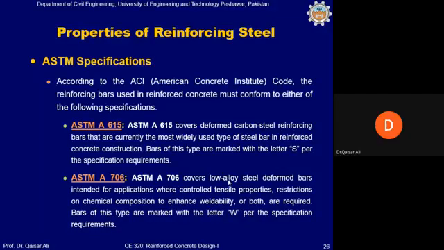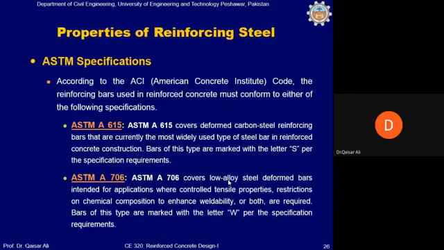So what you will do, you will come to the lab, you will collect samples and test them in a lab, and then you will see whether the specifications are fulfilled or not. If all those specifications which are mentioned by the designer are being fulfilled, you can say that this steel bar fulfills the specification set by the designer.